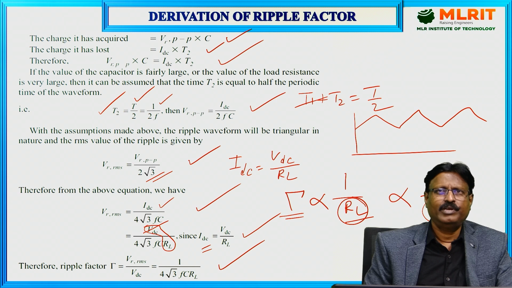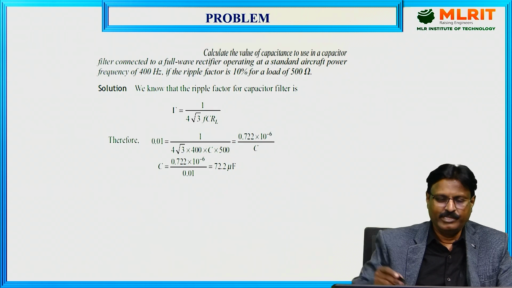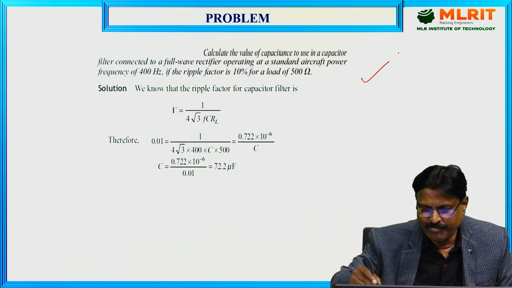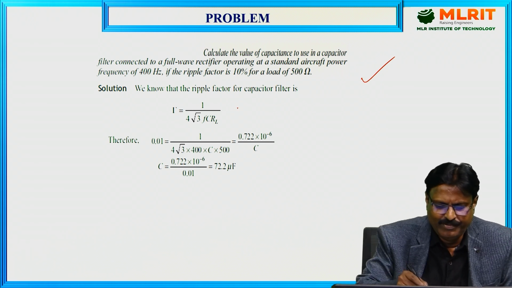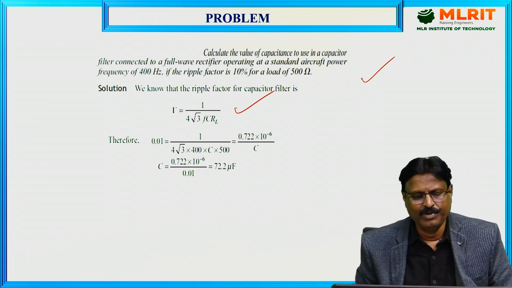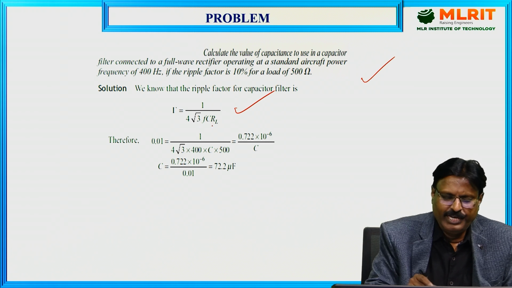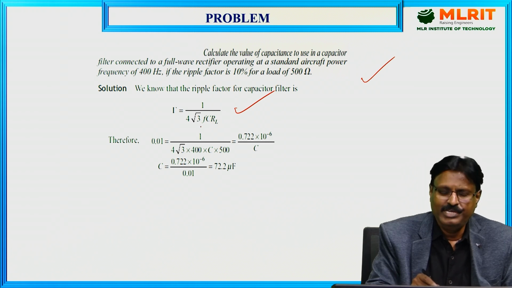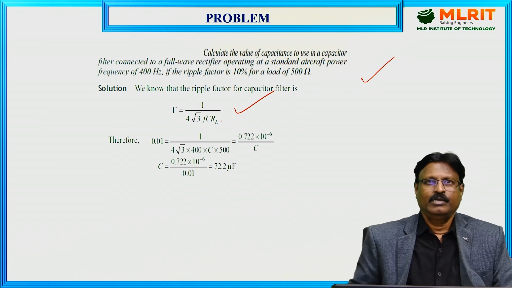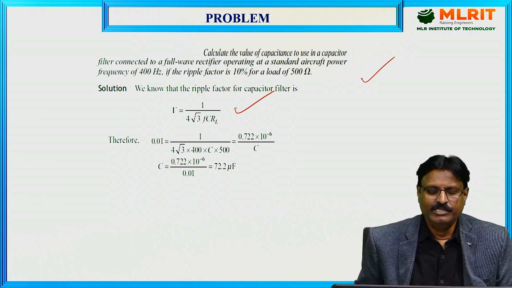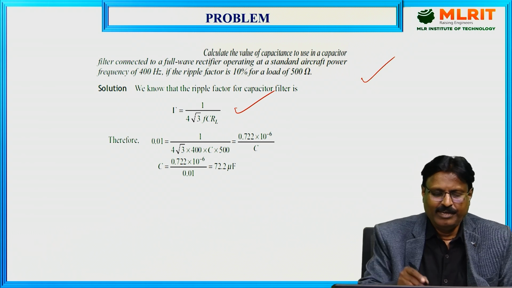This is about the derivation of the ripple factor, and let us work out one example related to this ripple factor formula. As you know, the ripple factor formula is tau is equal to 1 by 4 root 3 F into C into RL, where F is the frequency, C is the capacitance of the capacitive filter and RL is the load resistance value. So this is the given formula.